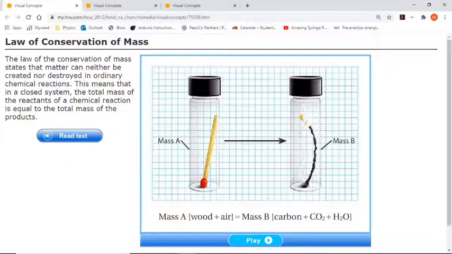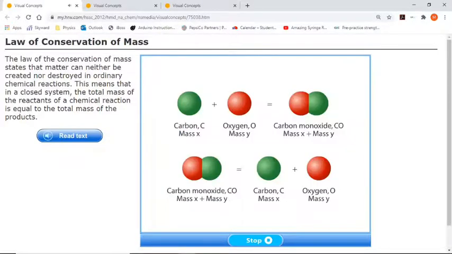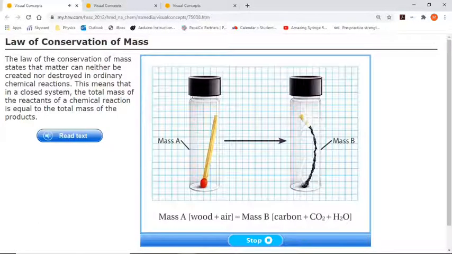Again, have your periodic table out. We're going to discuss some things that you're seeing here. This law of conservation of mass states that the total amount of matter in a closed system remains constant. In other words, matter cannot be created or destroyed during ordinary chemical reactions. In chemical reactions such as the combustion of this match inside a closed container, we find that the mass of the starting materials is the same as the mass of the ending materials.